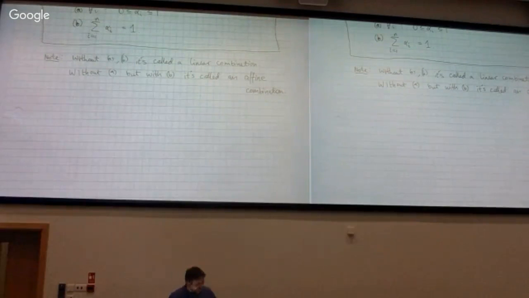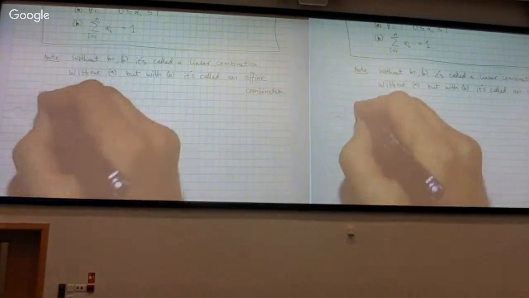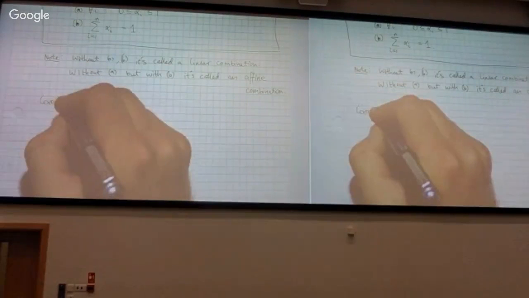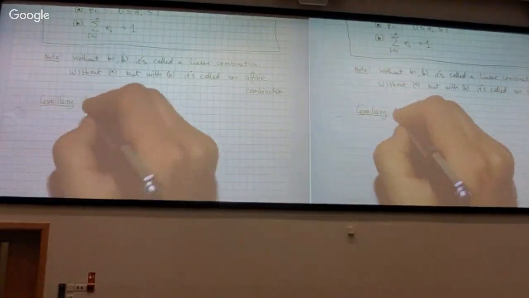Geometry. And one more thing before the break. You can do a corollary of the lemma.